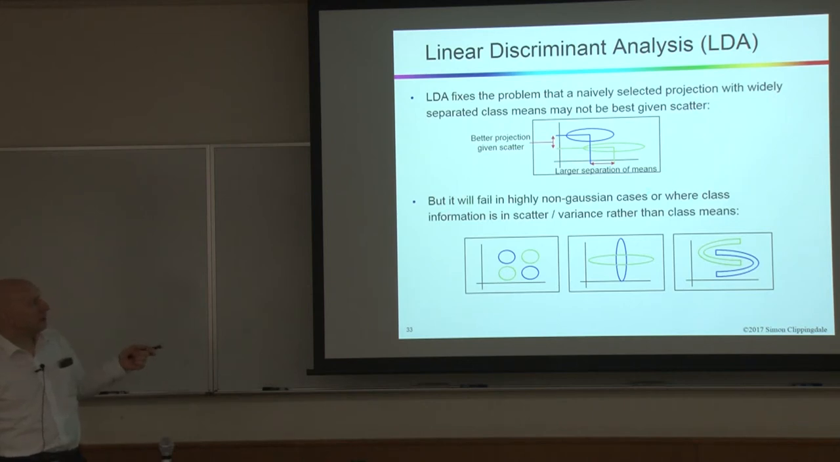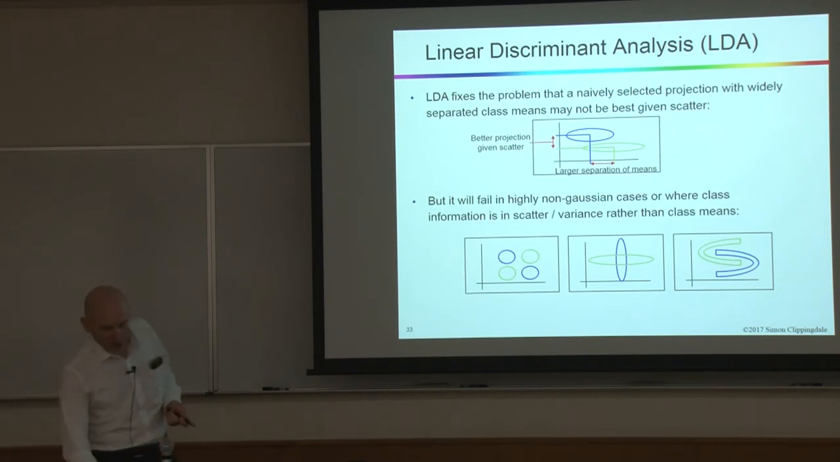LDA will fail in cases where the scatter's not very Gaussian, or where the information that distinguishes the classes is in the scatter rather than in the class means. For example, these cases here, LDA won't work on these examples, and you need to do something else.